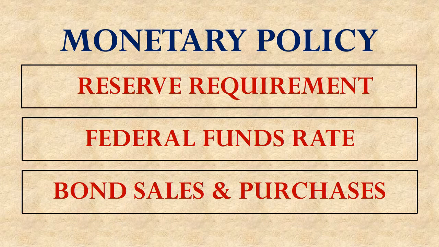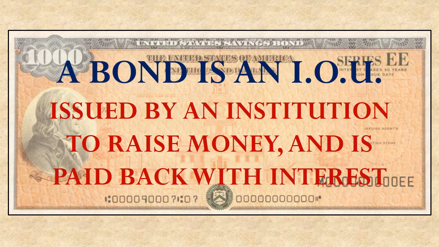The third monetary policy that the Fed uses to manage the economy concerns the buying and selling of bonds. Well, what is a bond? A bond is an I.O.U. issued by some institution, perhaps a government like a city, or it could be the national government. They issue treasury bonds. This is the way that governments and other institutions raise money to go do something. They sell these I.O.U.s to people.